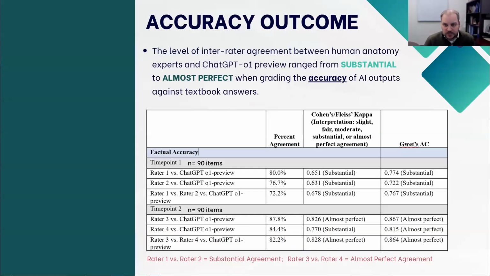And in regards to accuracy, the level of agreement between the human anatomy experts and the AI system ranged from substantial to almost perfect. And frankly, this is the best outcome that you can get, because notice below in pink font, you see that the agreement between human raters was very similar. Rater 1 versus Rater 2, the agreement was substantial agreement. And then for raters 3 and 4, they had almost perfect agreement. So for this rating task, AI did very well, and it could have been used as a substitute for a human rater.